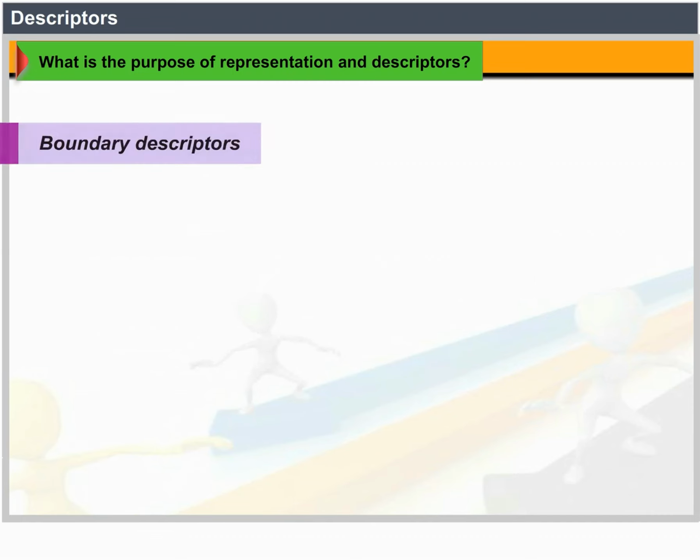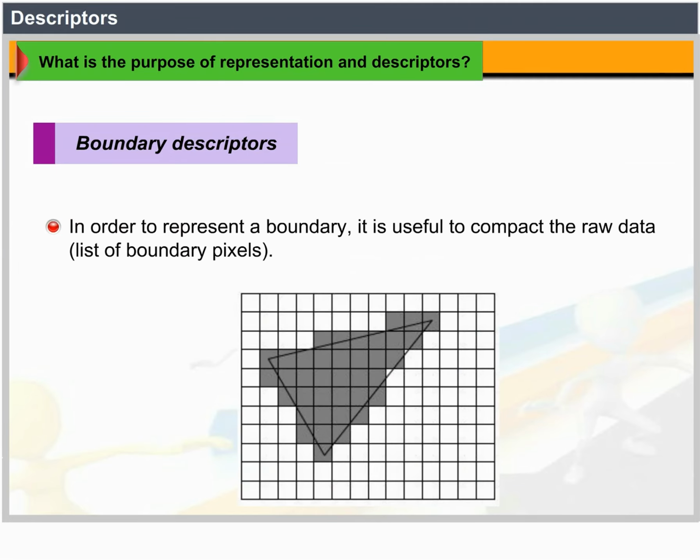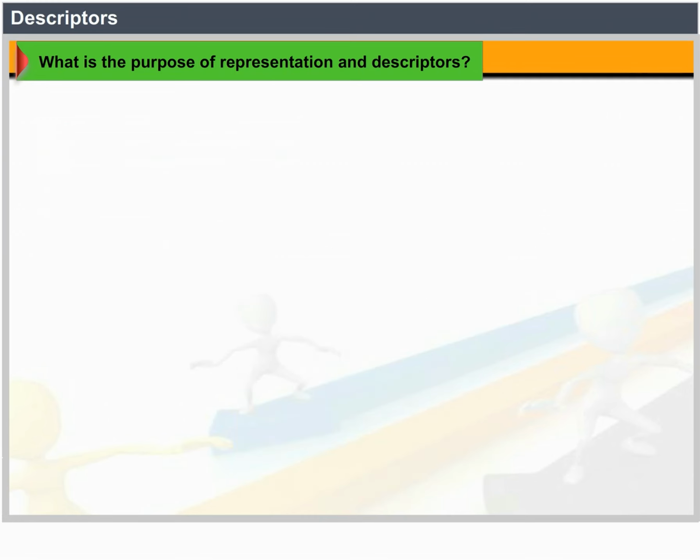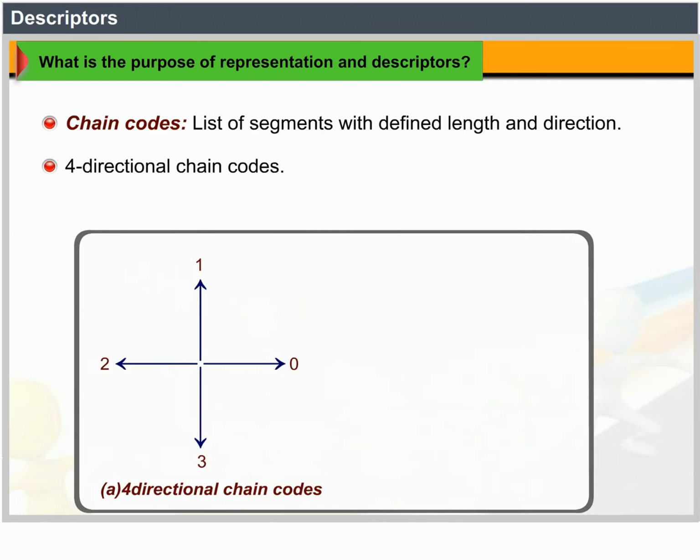Boundary descriptors. In order to represent a boundary, it is useful to compact the raw data, which is a list of boundary pixels. Chain codes: a list of segments with defined length and direction. 4-directional chain codes and 8-directional chain codes.